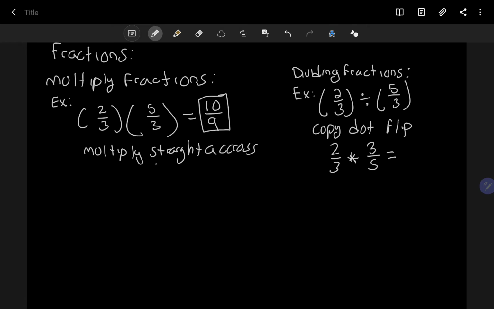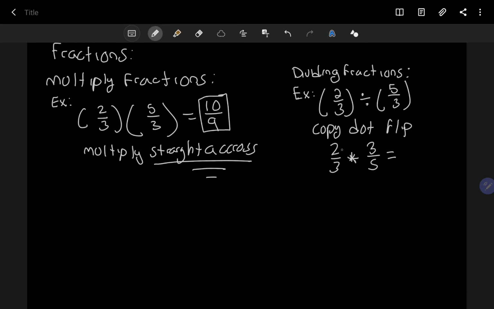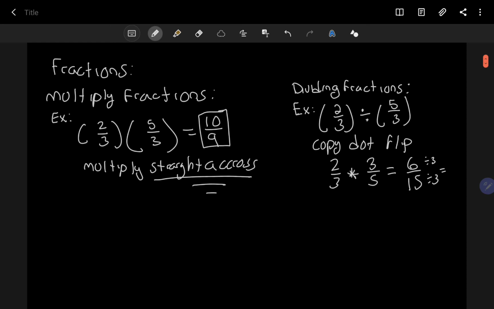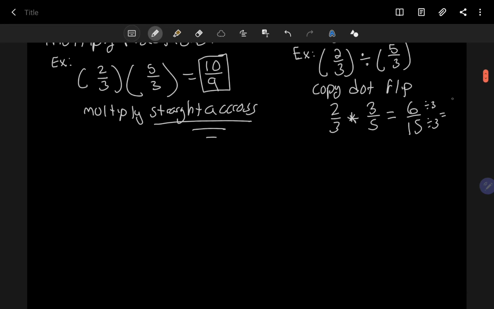So we do the same thing we did before. We multiply straight across. 2 times 3 is 6. 3 times 5 is 15. And now I just need to simplify. They both have a number that is 3. That's the number that they have in common. And so what we have now is 2 over 5. Cool. So hopefully this works as a review.